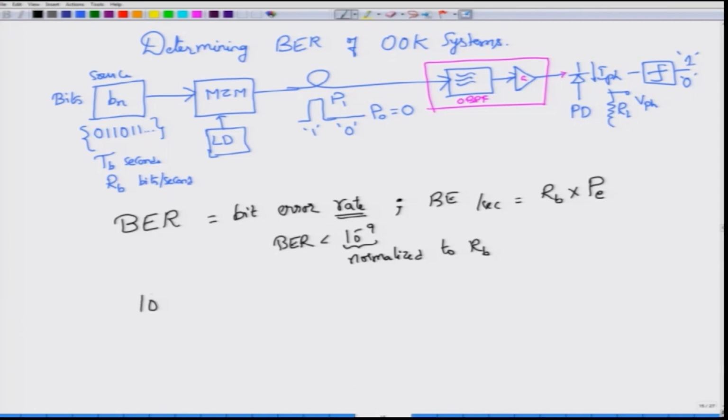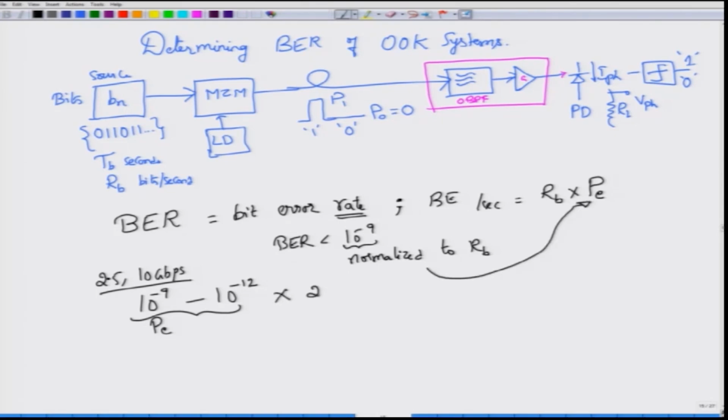For example, in earlier 2.5 and 10 Gbps systems, the BER value that was used was anywhere between 10 to the power minus 9 and 10 to the power minus 12, with 10 to the power minus 12 more common for a 2.5 Gbps system and 10 to the power minus 9 for a 10 Gbps system. What we have actually specified is the normalized bit error rate, which is the probability of the error. When you multiply this by 2.5 or 10 Gbps, let us calculate the bit errors for the 10 Gbps system.